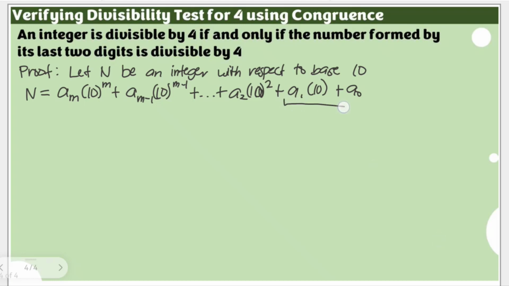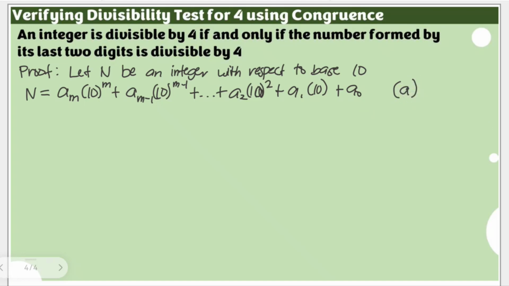These last 2 terms would comprise the identity of our divisibility test, the last 2 digits. We are going to show that when these last 2 digits are divisible by 4, then the entire integer is also divisible by 4. We're going to show it later. Let's call it equation A, and we'll be going back to it later.